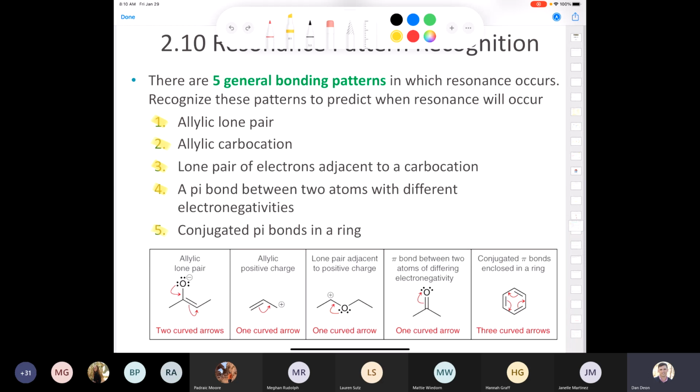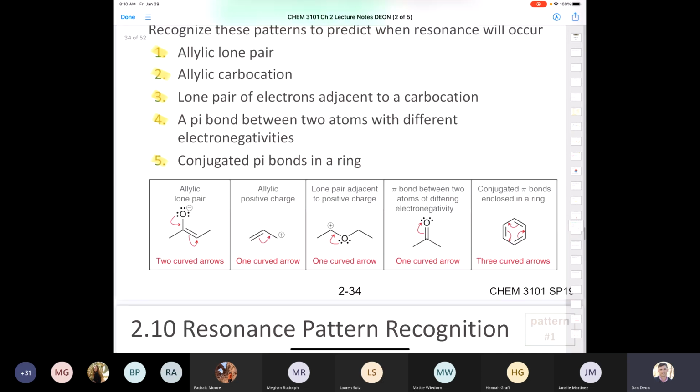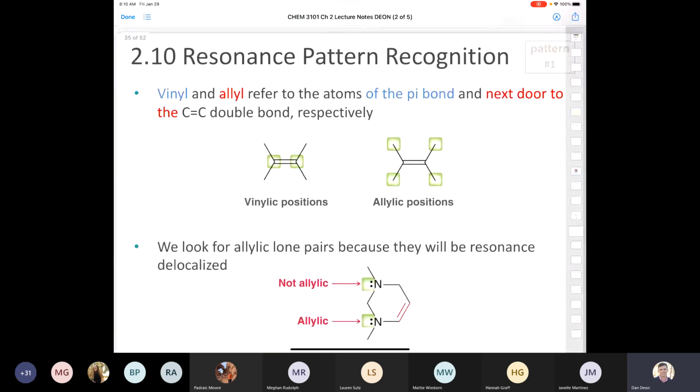But before we really get into the nuts and bolts of allylic lone pairs and allylic carbocations, the first 2, we need to qualify what allylic means, right? It's a new word for most of you, I'm sure. And there are 2 words that you need to know, vinyl and allyl, and they're just positions that I'm going to talk about all the time in organic chemistry.